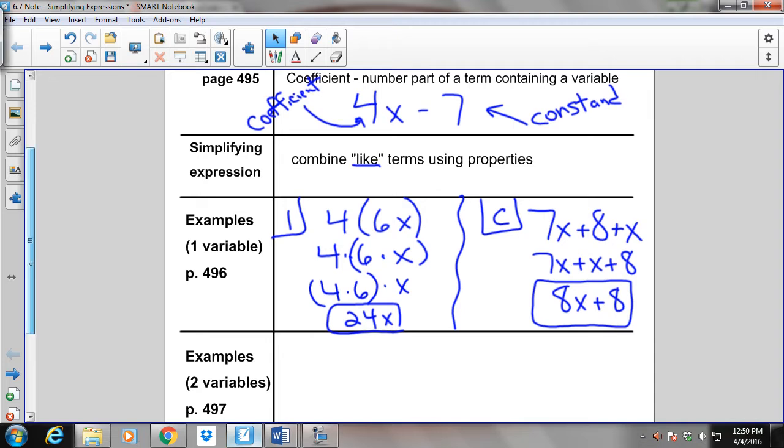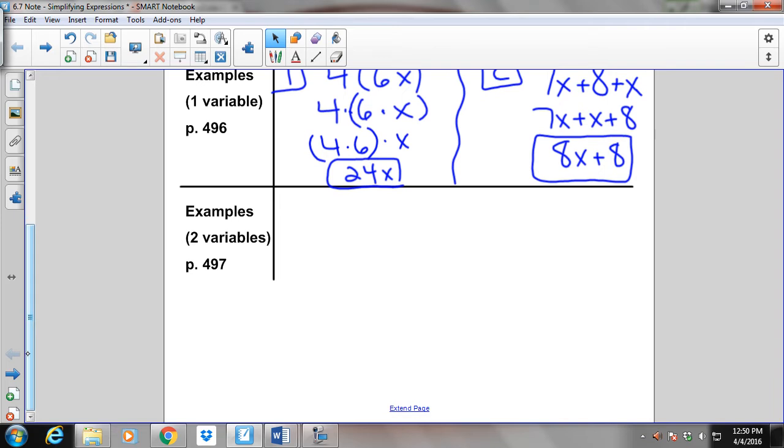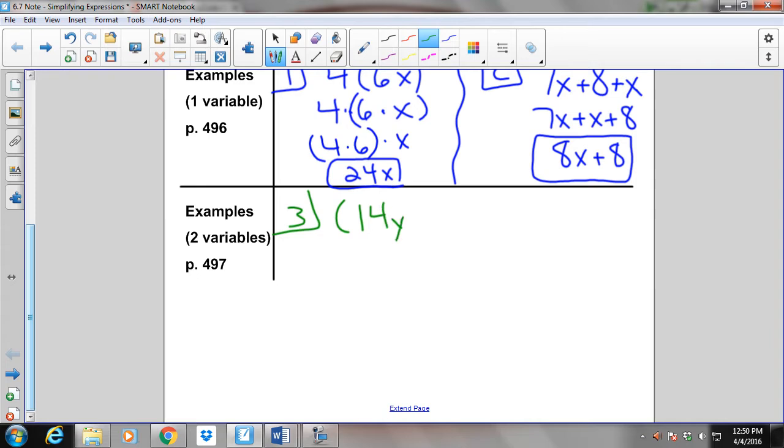Alright, on page 497, they give you some examples that have more than one variable, not just an x, but an x and a y. I'm going to go to a different color. So now we're looking on 497, example number 3, 14y plus x plus 22y. Alright, so you might look at that and go, wow, Mr. Bond, that looks like some crazy stuff. But it's not. Just dissect it a little bit.